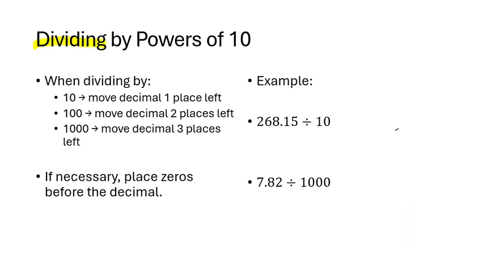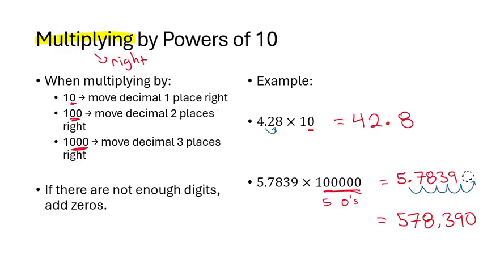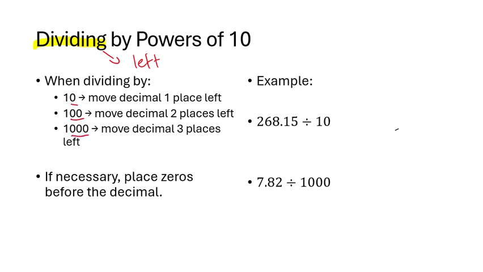Right. Next thing is dividing by powers of 10. So just know that whenever you divide by these powers of 10, you want to move the decimal place towards the left. Same rule as before with the amount of zeros, like so. You're moving it over to the left by the amount of zeros that you see here. So in my first example, 268.15 divided by 10. You're going to move it over to the left one time. And now this becomes 26.815.